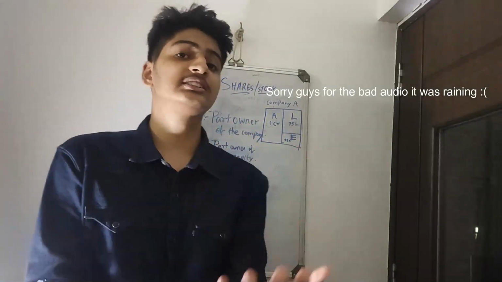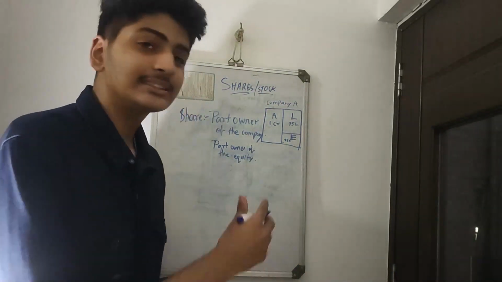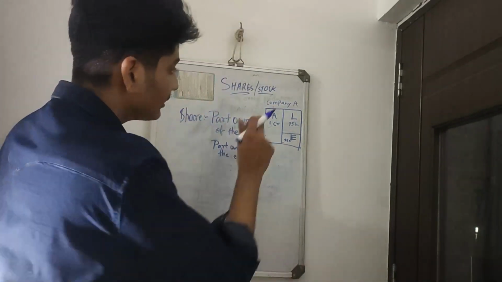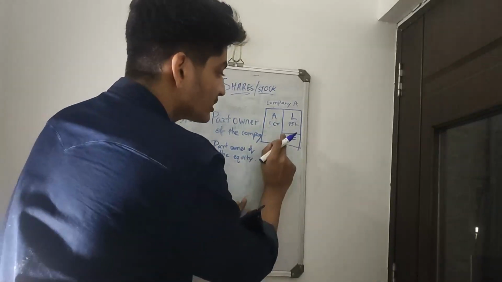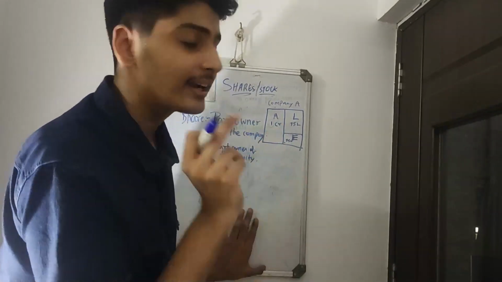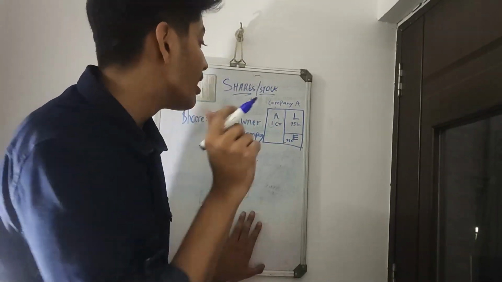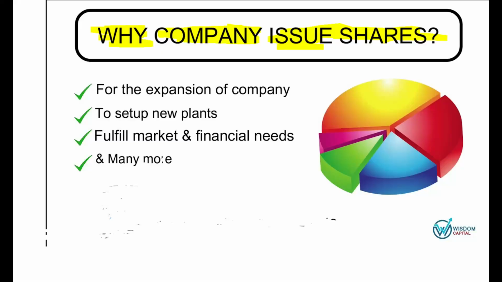Now, why a company issues its shares in the public market is another question which I will cover in later videos. Now, let's just say hypothetically that this company A, whose equity is worth 25 lakhs, has issued 5 lakh shares.